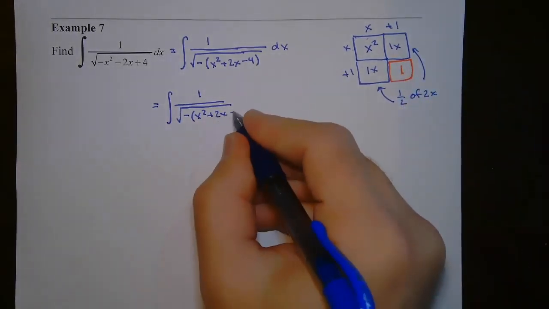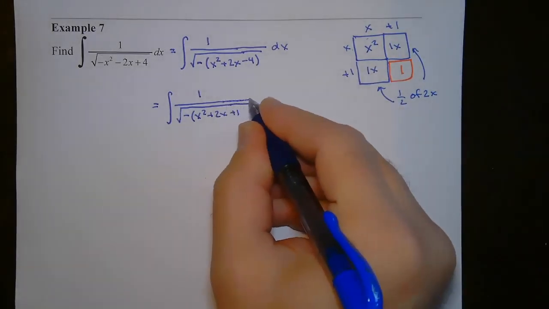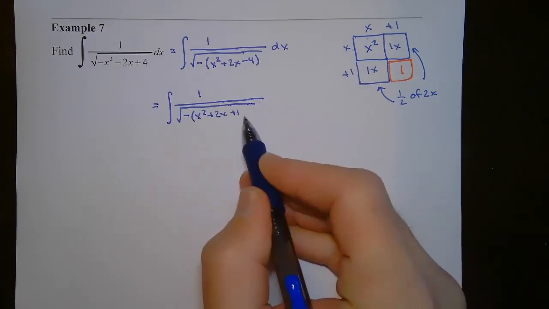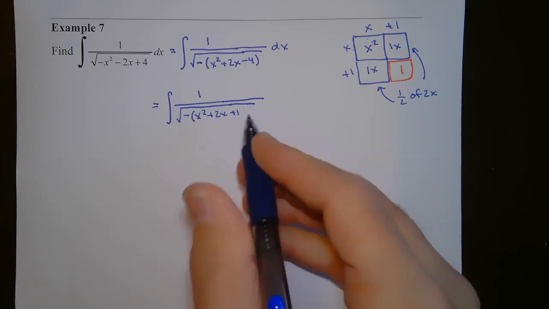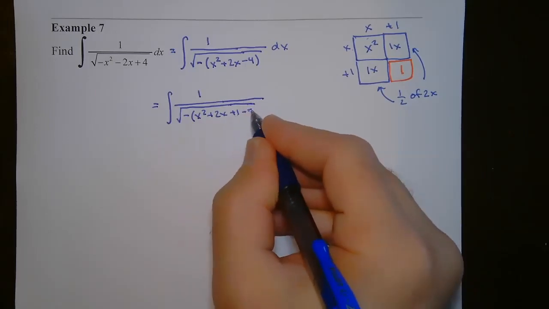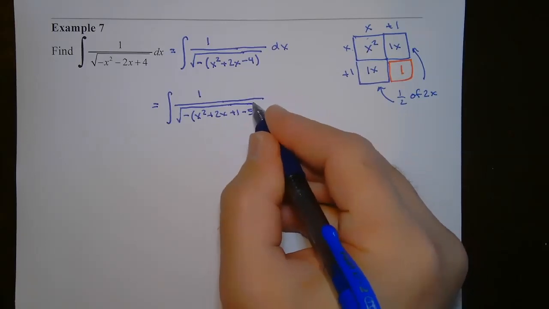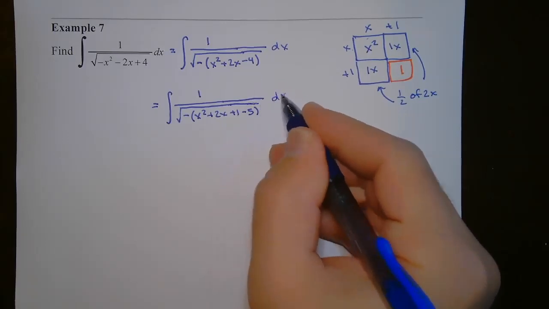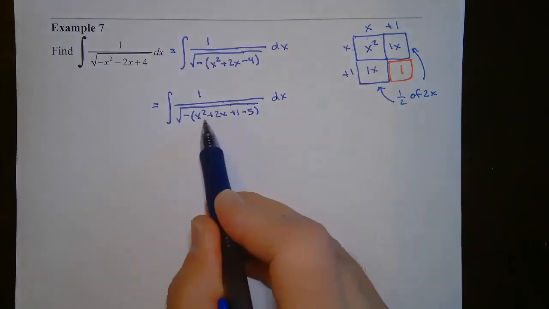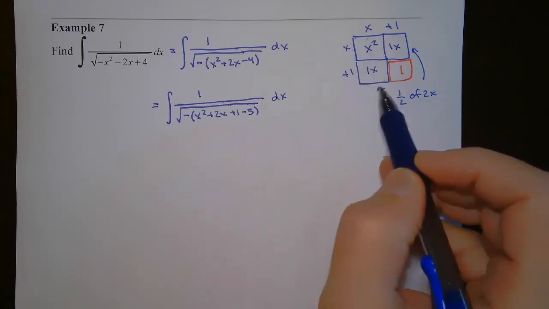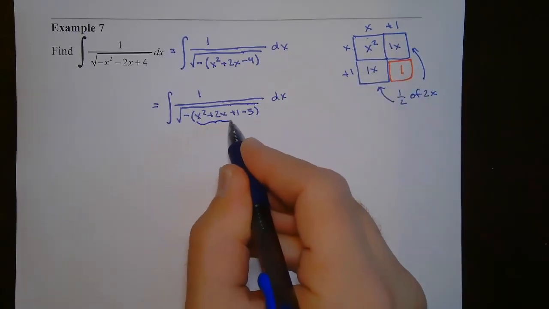So plus the 1, but the problem is I no longer have -4, right? So what do I need to put here to make it still be -4? Well, I need to put -5 because the 1 and the -5 make up the -4, okay? And then dx. Okay, so then these three pieces right here make up this perfect square, all right?